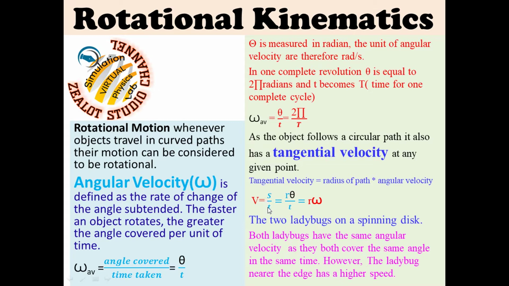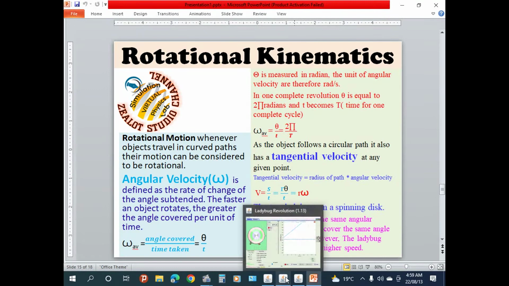Here we have two ladybugs on a spinning disk. Both ladybugs have the same angular velocity as they both cover the same angle in the same time. However, the ladybug near the edge has the higher speed. We'll come back to the simulation here.